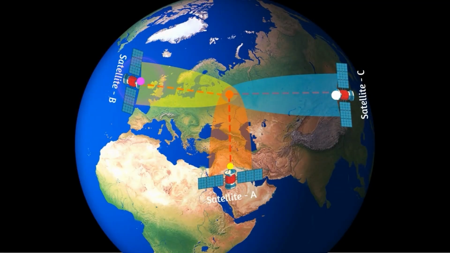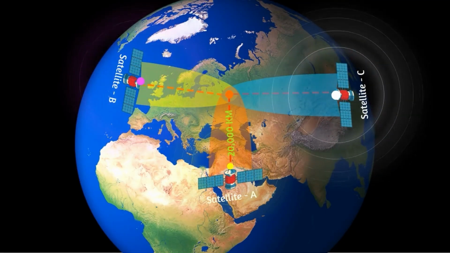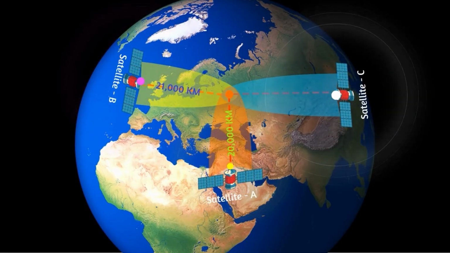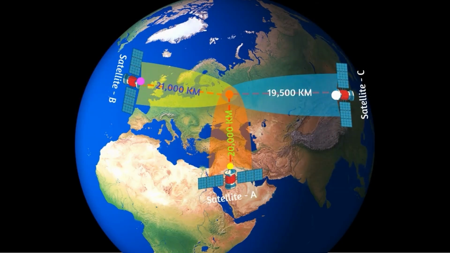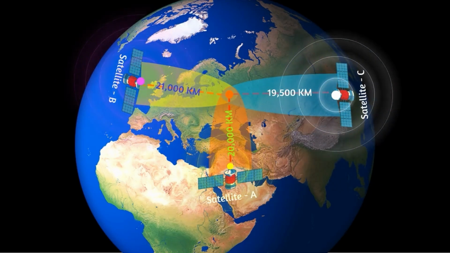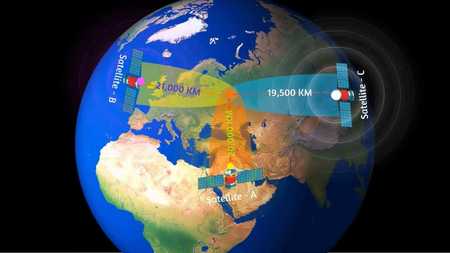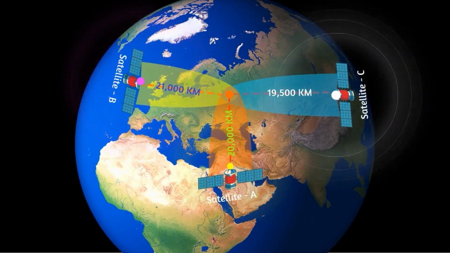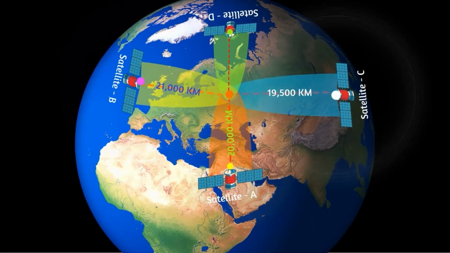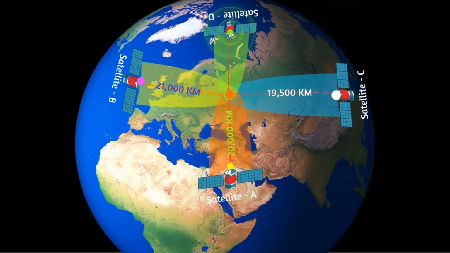Example, suppose you receive signals from satellite A 20,000 kilometers away, satellite B 21,000 kilometers away, satellite C 19,500 kilometers away. The receiver calculates where these 3 distances intersect, giving you an accurate location. But wait, if 3 satellites give us a location, why do we need a 4th one? Why do we use 4 satellites? The 4th satellite helps correct errors caused by atmospheric interference and clock inaccuracies. This improves accuracy from a few meters to centimeters depending on the GPS type.